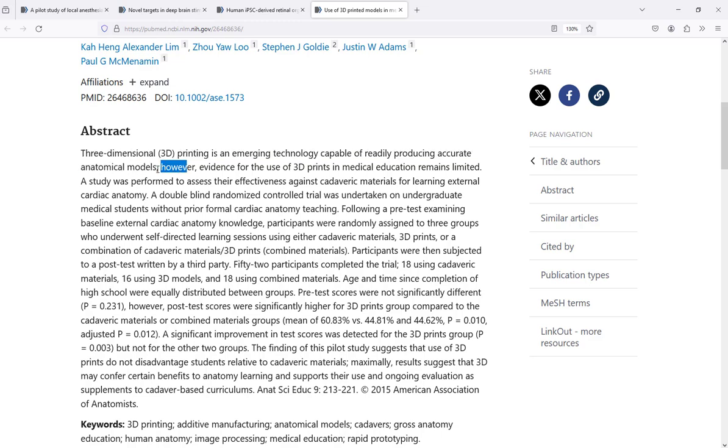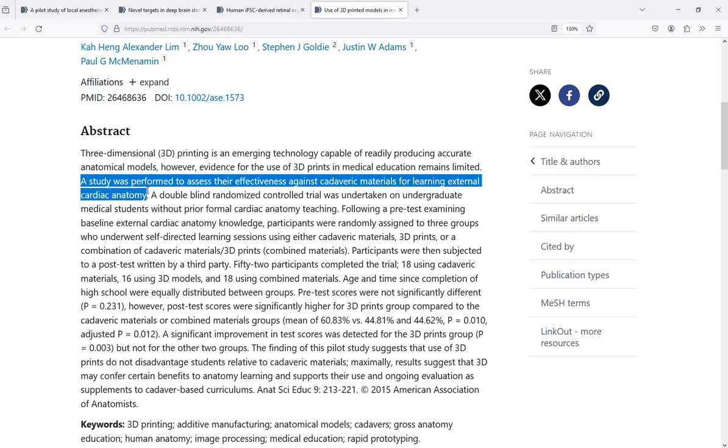However, that should have been a semicolon or a period, a grammatical error there, because however is not technically a conjunction. Reviewers should have caught that. However, evidence for the use of 3D prints in medical education remains limited. So this is the missing gap, step 2. How did they come to the rescue?